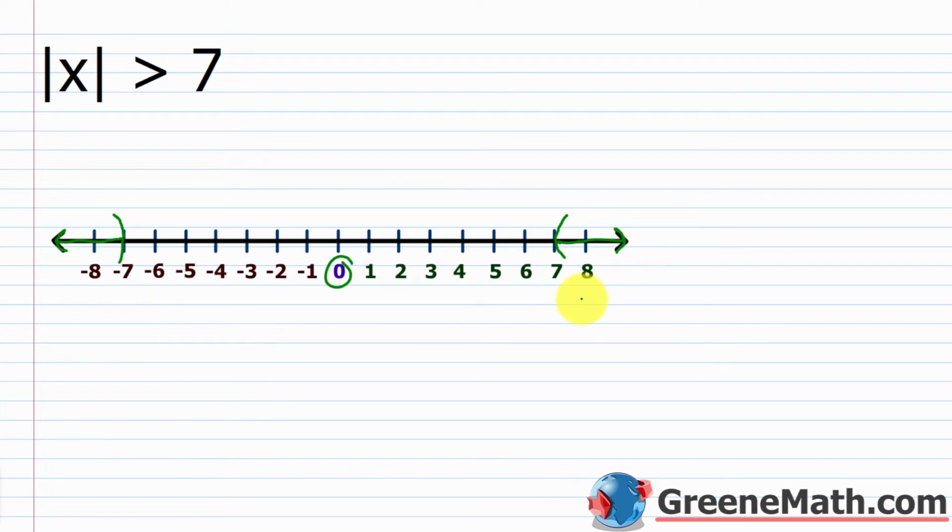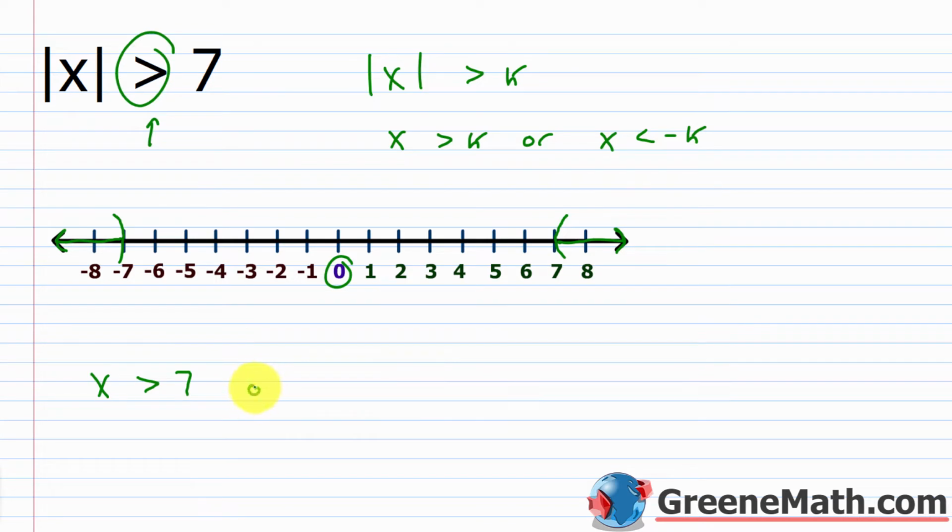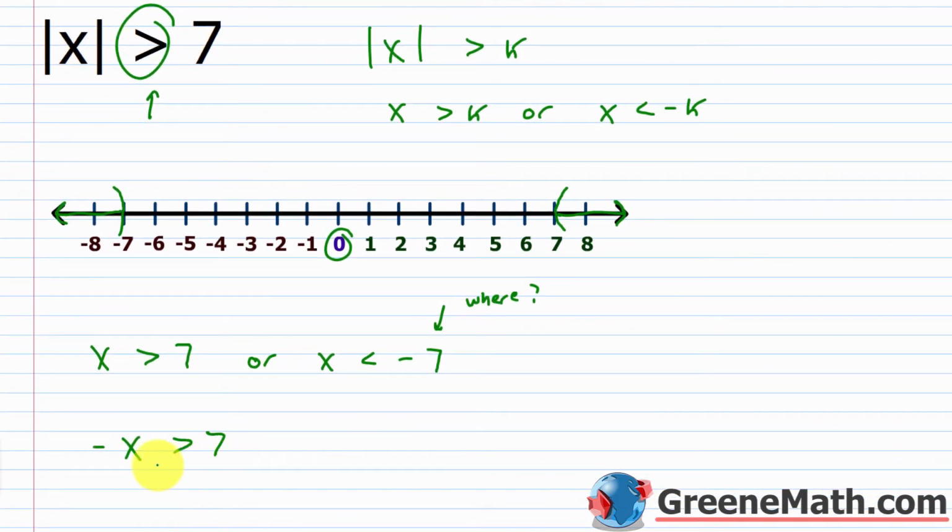But again, we don't need to pull out a number line every time. If I have a greater than, remember, use your generic example. The absolute value of x is greater than K sets up to x is greater than K or x is less than -K. So x could be greater than 7 or x could be less than -7. And again, let's do this one more time. Where does this come from? Well, I can take this part right here and say the negative of x could also be greater than 7. I divide both sides by -1, this gets flipped, and this cancels with this. x is less than -7. So that's where this came from.